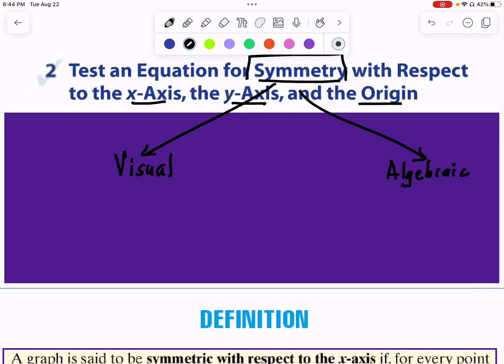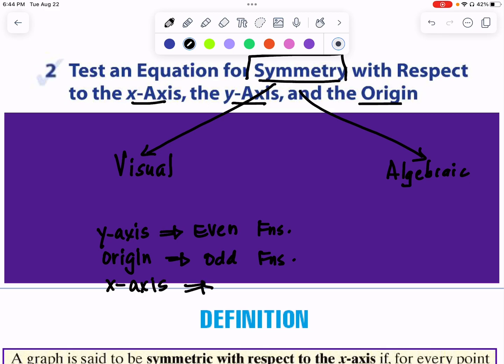Another thing, just a quick reminder, when a graph is symmetric with respect to the y-axis, we call them even functions. When a graph is symmetric with respect to the origin, we call them odd functions. When a graph is symmetric with respect to the x-axis, those are not functions. They're actually not functions, and hence they are not classified as anything.